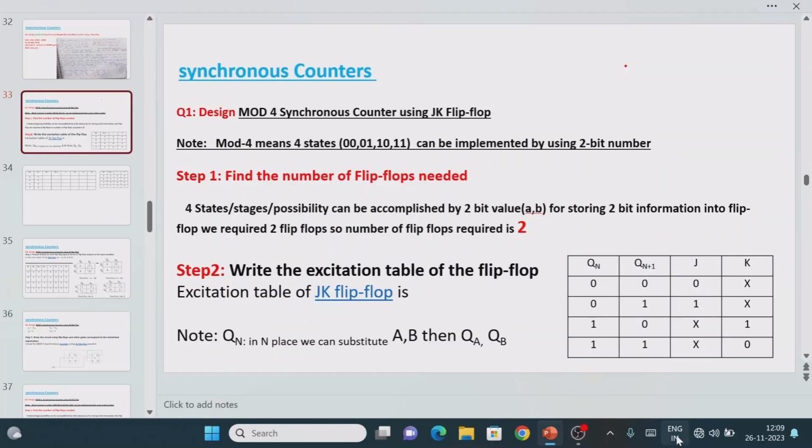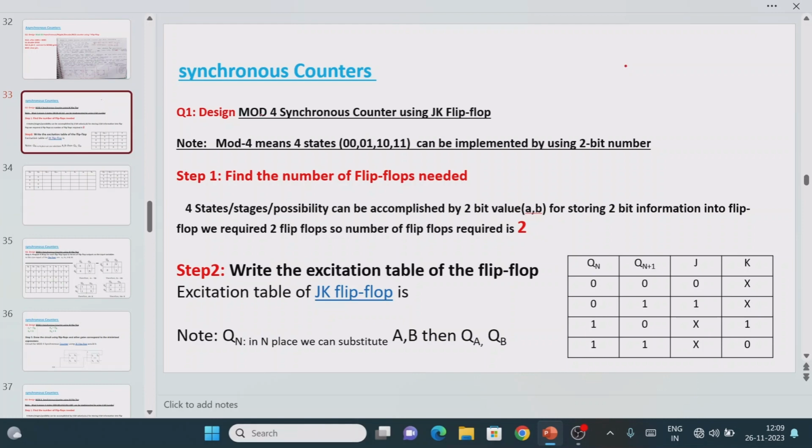Hello all, welcome back. In today's class, we'll try to design the synchronous counter or parallel counter. Let me explain. What is the procedure to design the synchronous counter or parallel counter? Suppose, for example, the given question is something like this.